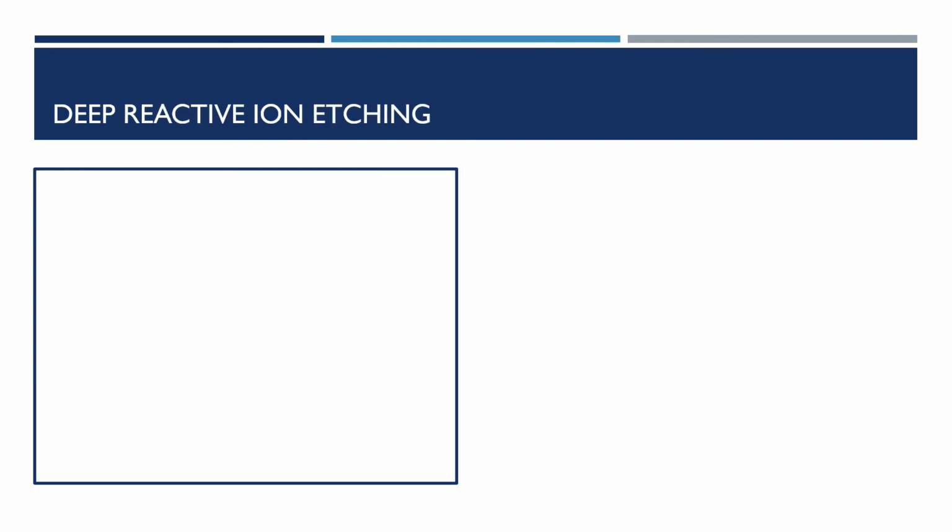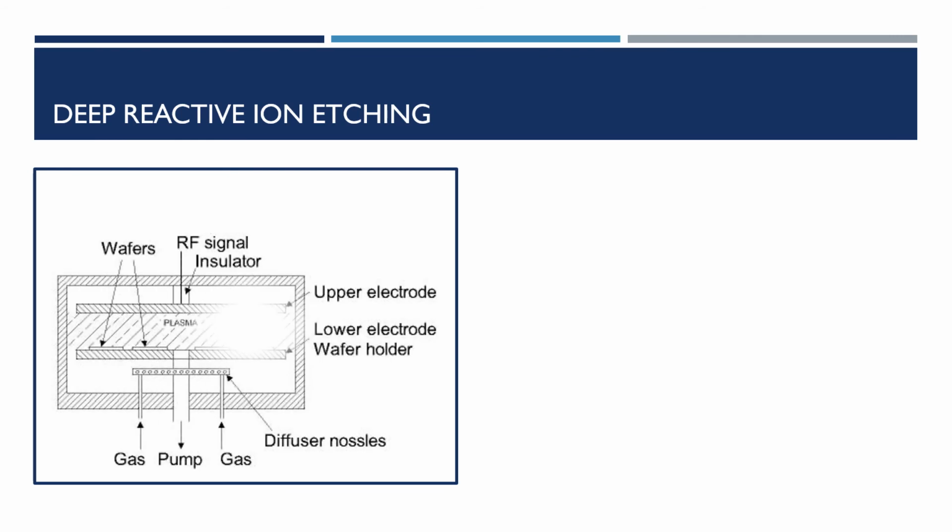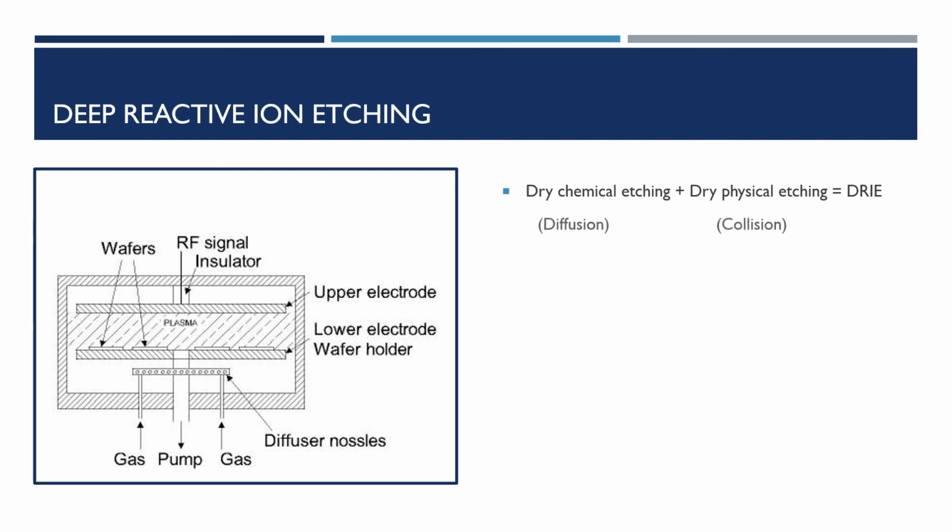The last process in the dry etching is the deep reactive ion etching. Now we have seen that the dry chemical etching, or the plasma etching, utilizes the diffusion of the molecules, whereas the dry physical etching, or the ion beam milling, utilizes the collision of the reactive ions. Now this process, the deep reactive ion etching, combines the effects of both the dry chemical etching and dry physical etching. The figure shows a schematic representation of this process, and we can see that it is very much similar to the other two processes.